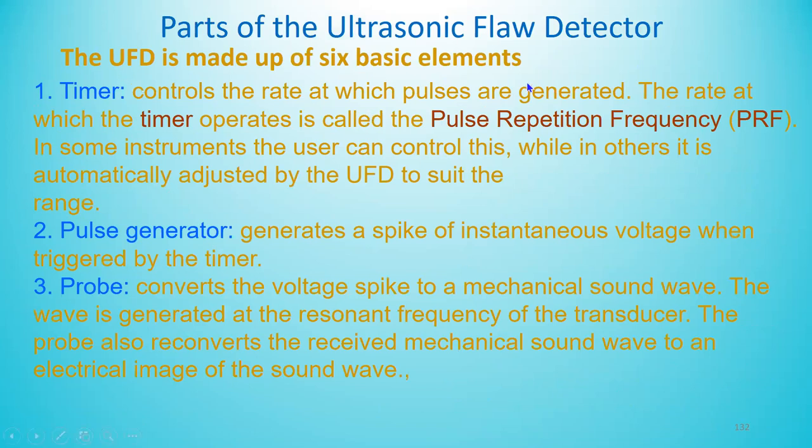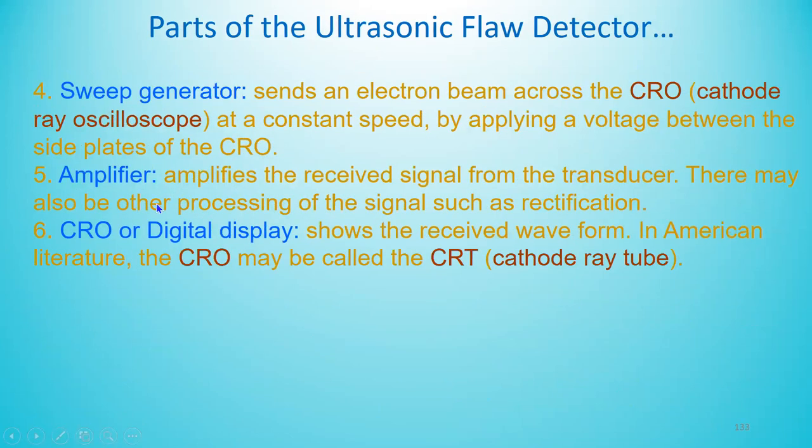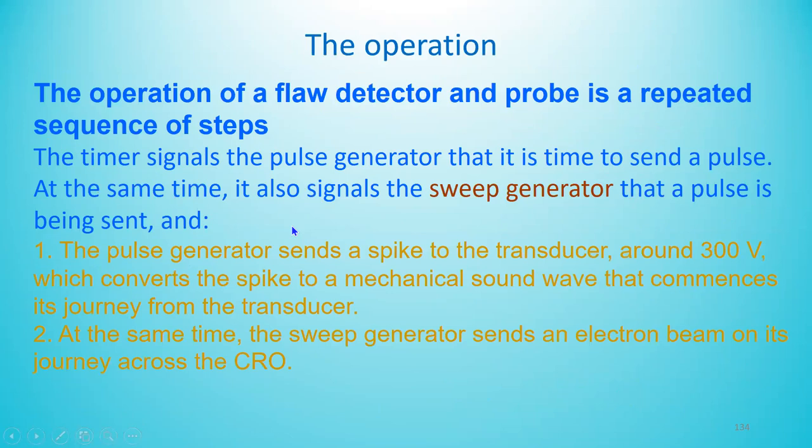So UFD is made up of six basic elements: timer, pulse generator, probe, sweep generator, amplifier, and CRO or digital display. The timer signals the pulse generator that it is time to send a pulse, and the timer also signals the sweep generator that a pulse is being sent. The pulse generator sends a spike of around 300 volts to the transducer, which converts the spike to a mechanical sound wave that commences the journey from the transducer.